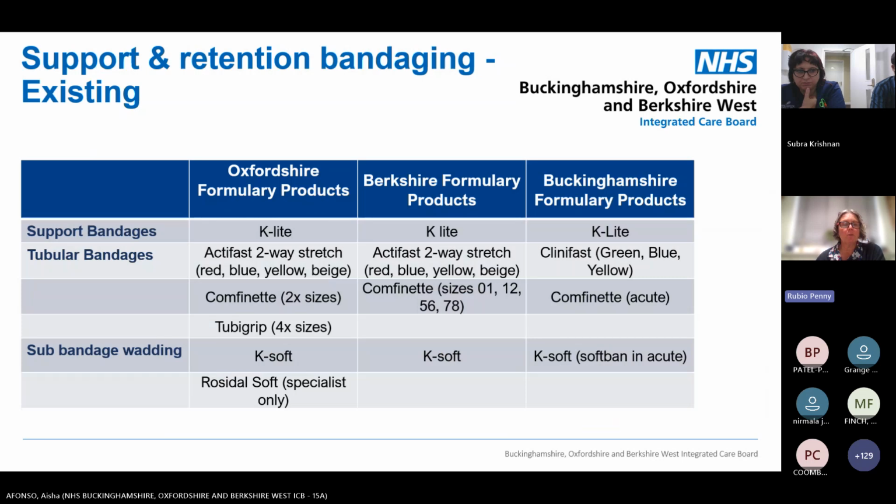So looking at your support and retention bandaging, everybody has had K-Lite on and things like Actifast or Clinifast, and then a comfy net of some sort. Oxfordshire had Tubi Grip, and then there was K-Soft and K-Ban. And in Oxfordshire only we had Rosedal Soft, which is a foam sub-bandage wadding, and that was only for TVNs. So this is all going to change now. Next slide.